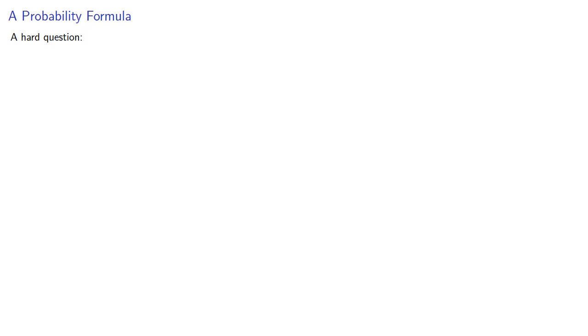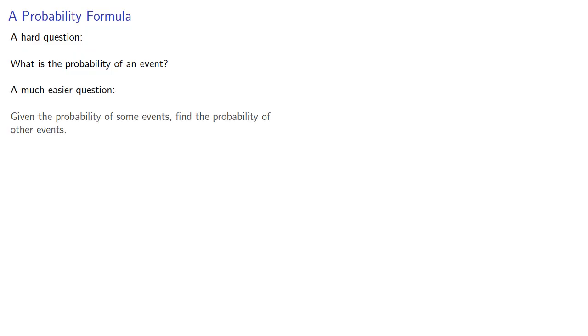So let's ask a hard question. What is the probability of an event? A much easier question is, given the probability of some events, find the probability of other events. So let's introduce some probability formulas.